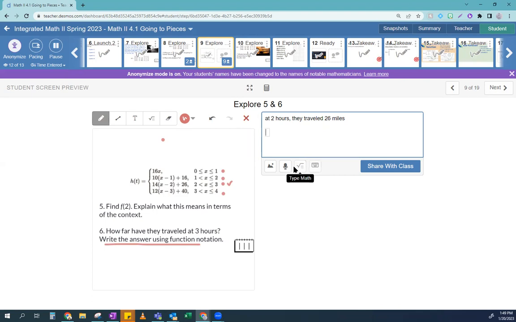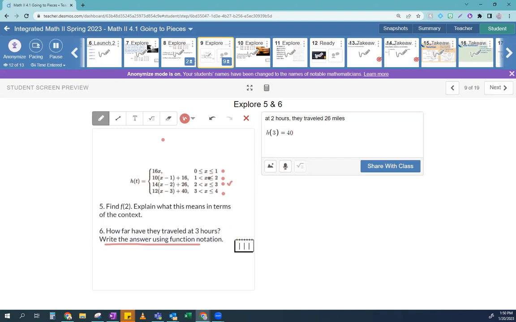So function notation looks like this: F or H. Sorry, this is H. For some reason, they're using H here and T here and X here. It's not supposed to be like that. It's supposed to be all the same letter. So I'm just going to go with H. H of 3 is equal to, I think we said 40. Right? It should be 40.